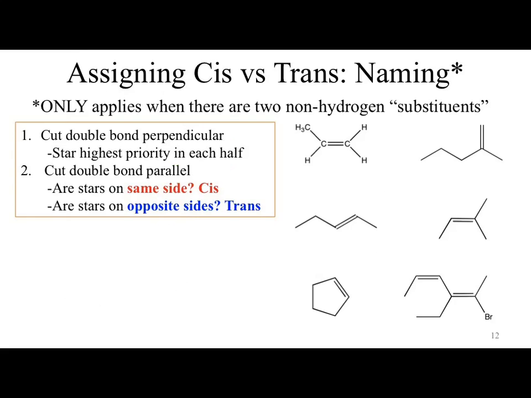What I just walked through and did. Let's look at a couple of these, and by a couple, I think I'm going to do two. Step number 1 is the green. We're going to go perpendicular to the double bond. Our double bond is running kind of horizontal, so we cut in this direction. We're now going to go to each half and assign priorities, or star our highest priority. We don't have to get any higher than just identifying the highest priority. So we're looking at hydrogen versus carbon. Which one's higher priority? Carbon, which means carbon gets starred.